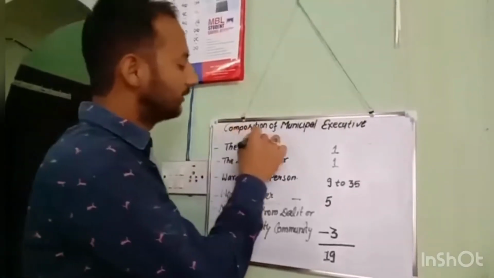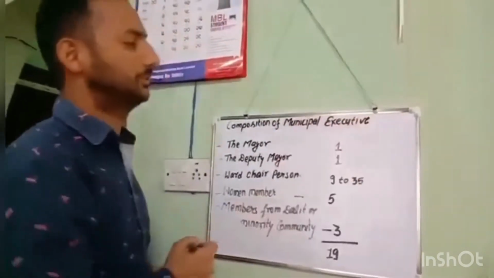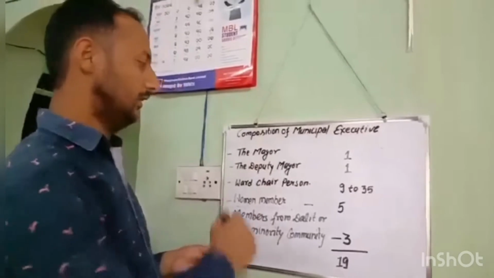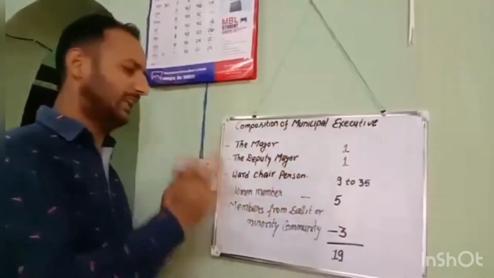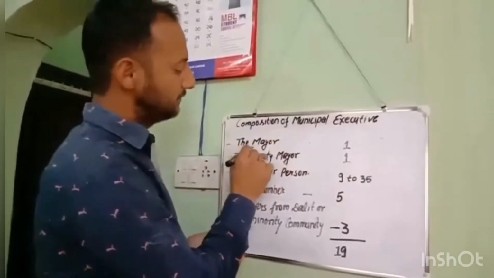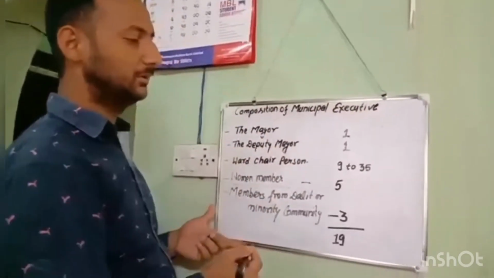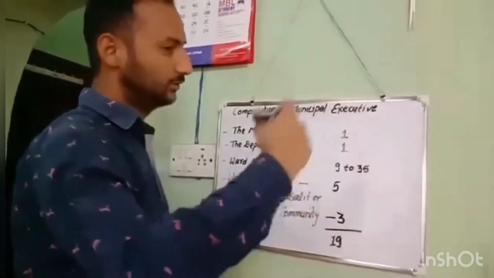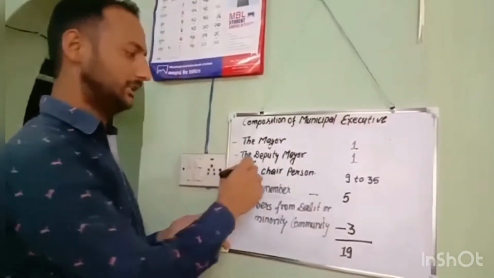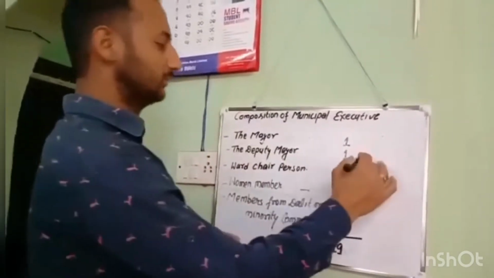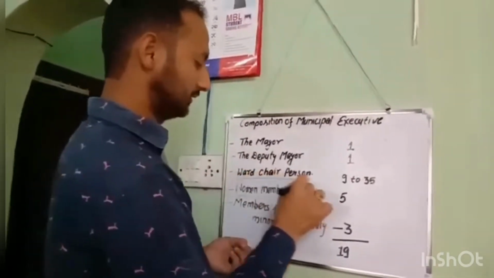If we look at the composition of the municipal executive, it is similar to that of the Gaon Palika. Only a few words are different. In Gaon Palika we say chairperson, but in municipality we say mayor. Deputy mayor, or in Gaon Palika we say vice chairperson. That is also one. Ward chairperson.